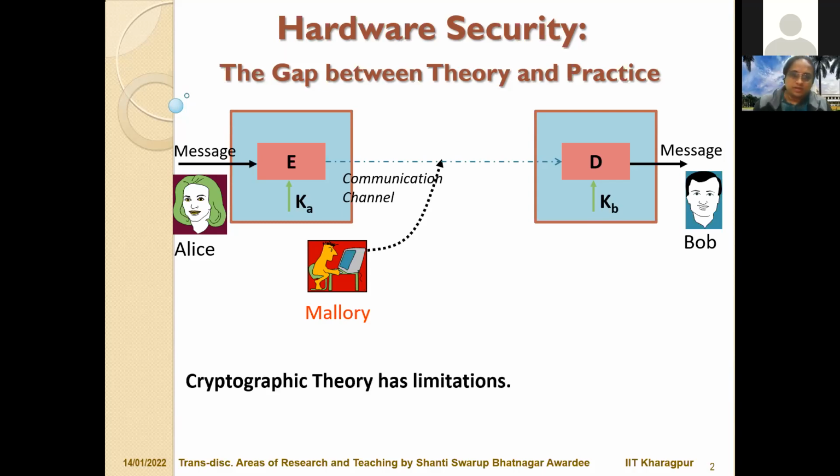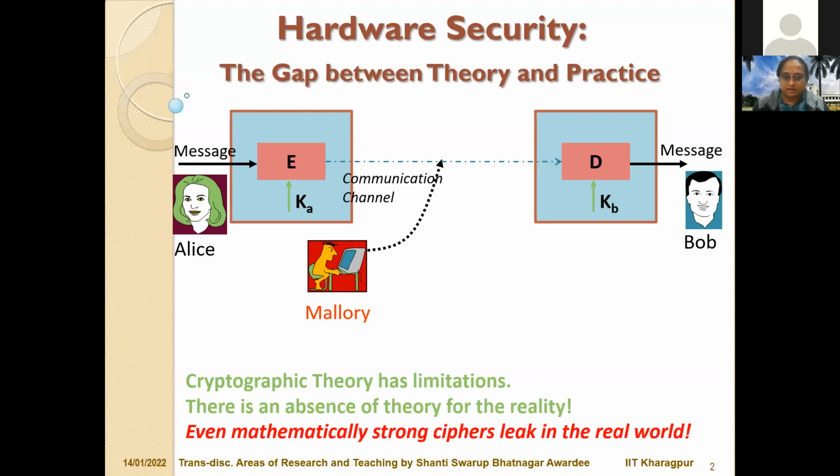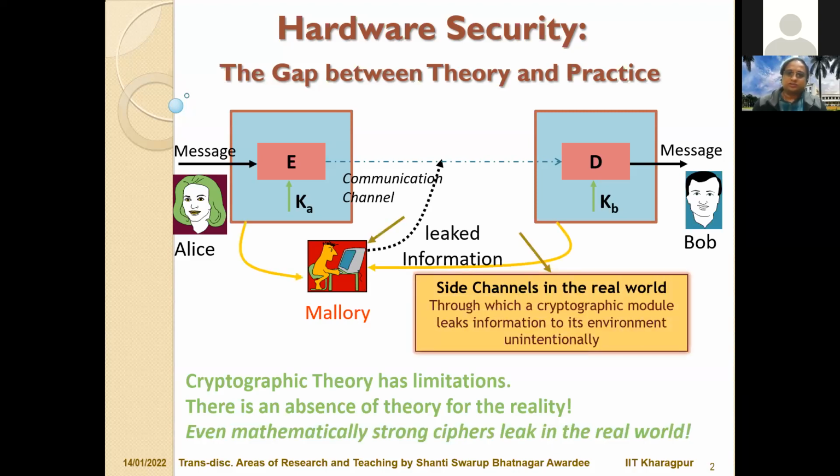But we all know that cryptographic theory, because of its limitations and because of the absence of theory for what is happening in the real world, can fail. Mathematically strong ciphers have been shown to fail in the real world. One of the reasons they fail is because of some information sources which are not always taken care of by, or sometimes it is not possible to take care of by, the developers of these theoretical constructions.